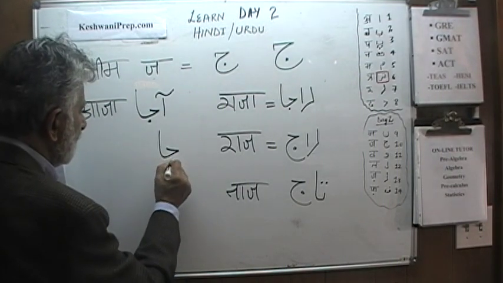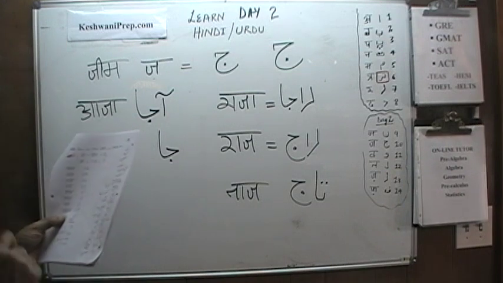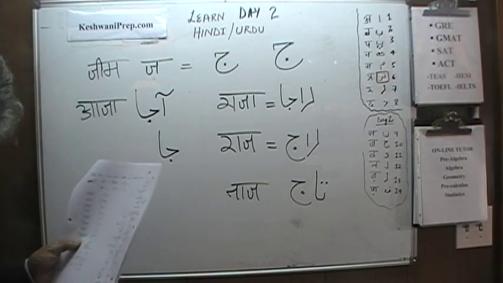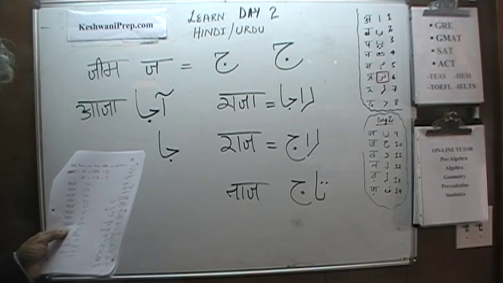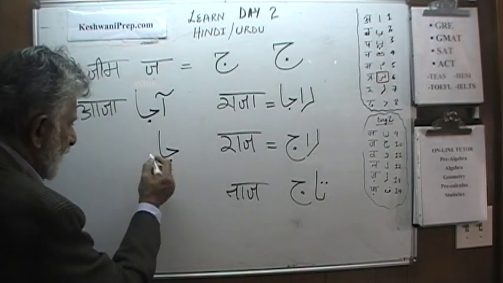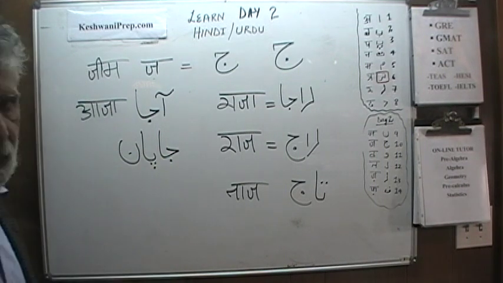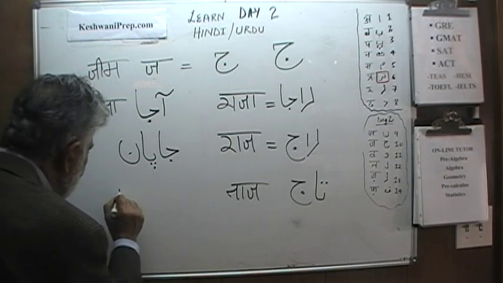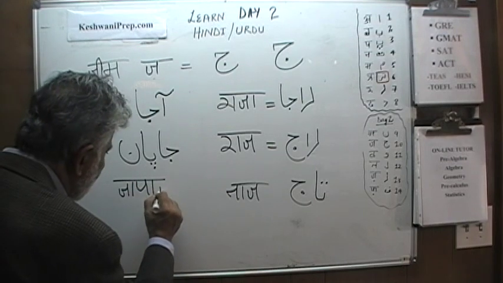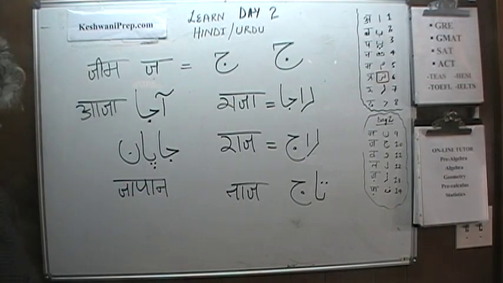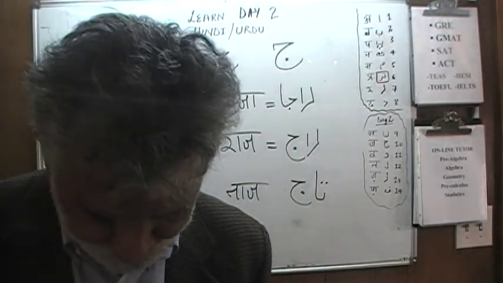Let's do one more. J alif ja. Well, we can't do this one because I don't think we have learned the letter L yet. Let's do this one. Ja, J alif ja. Pa alif pa. And then noon. Japan. Ja, pa, and then n, Japan. Well, you know what Japan is. That was the end of the letter J.